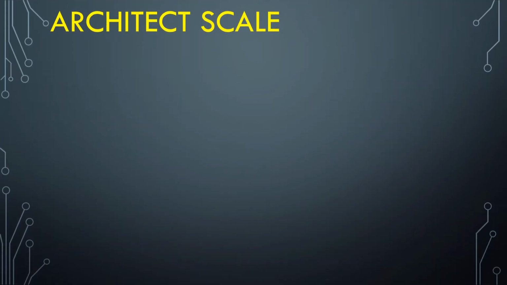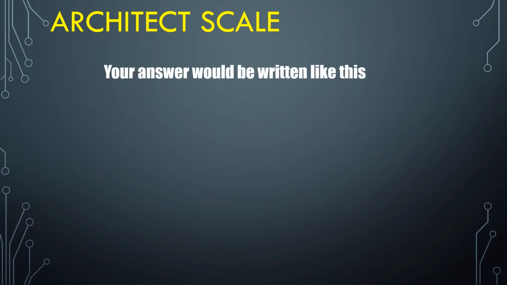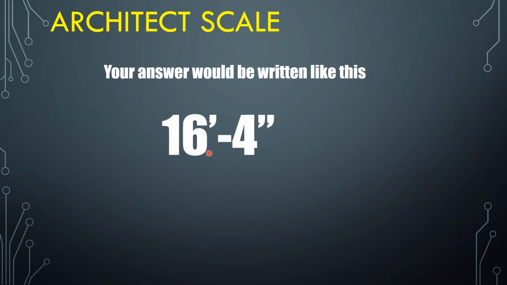Okay, so once you have your answer, 16 feet 4 inches, this is how it is to be written. So you have to write it like this. You must include the feet and the inch symbol, and you must put this hyphen in between the two numbers. All right?